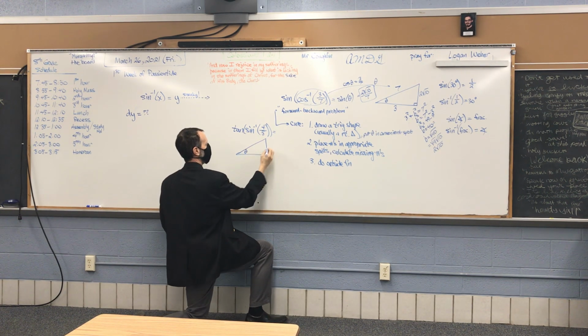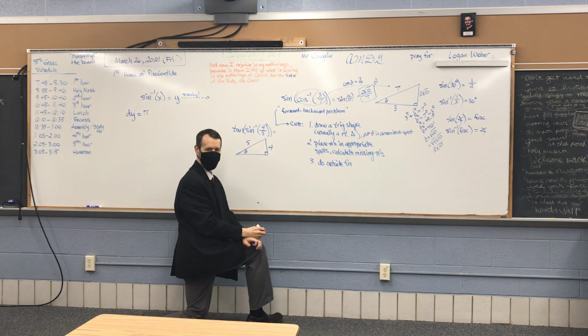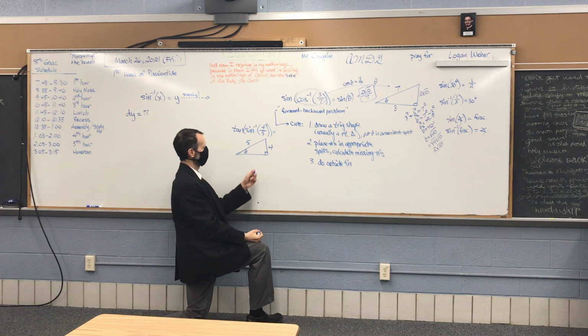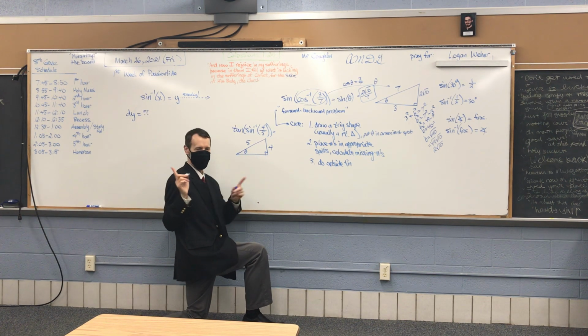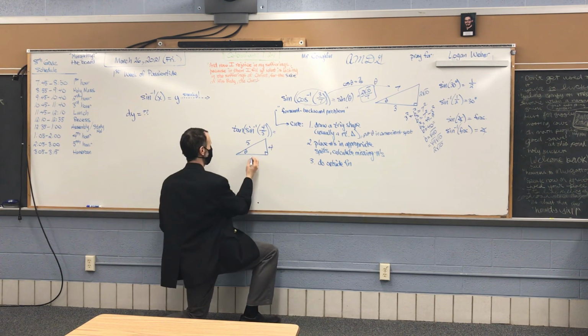So opposite, so 4 on that side. 4 is opposite, over adjacent, 3. 5 is the hypotenuse. Did anybody tell me what this is? Oh, tangent. Do you remember this from way back when? This is a common triangle. It's 3, 4, 5.